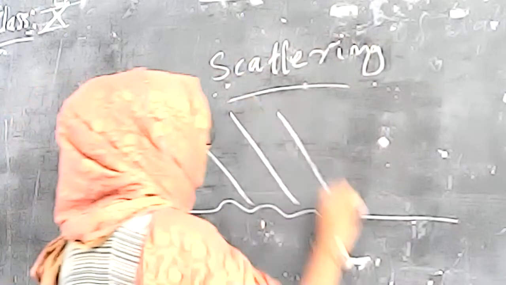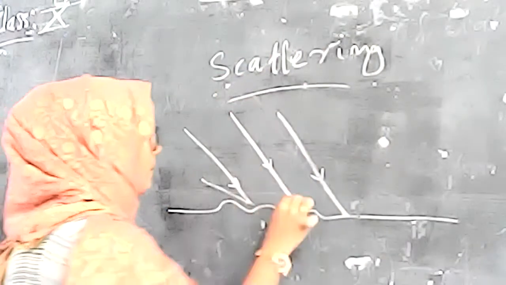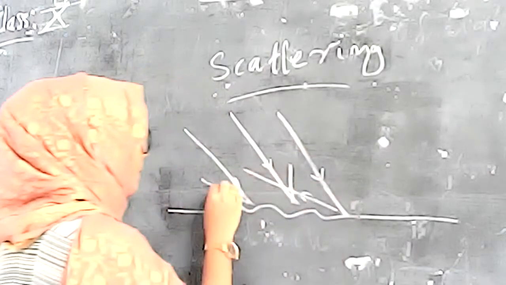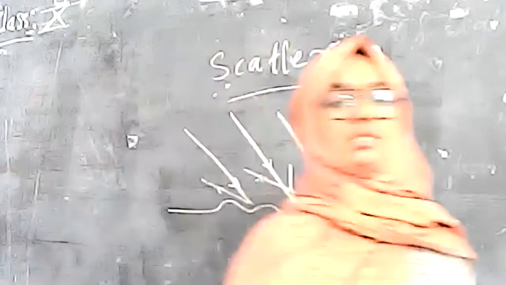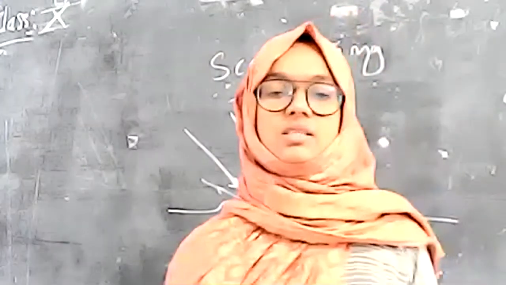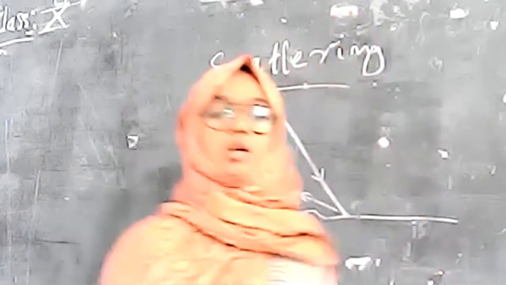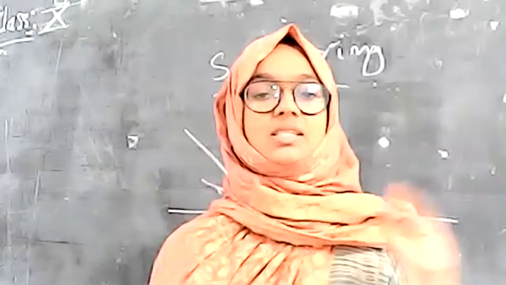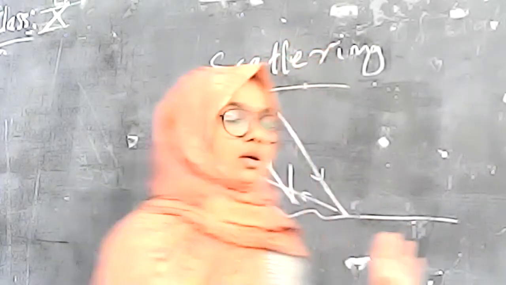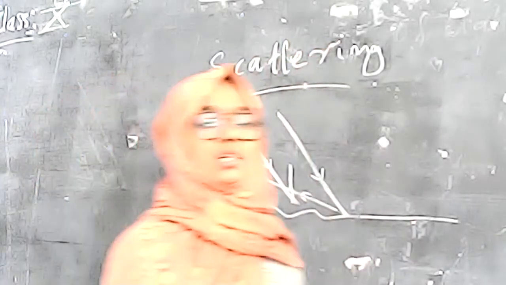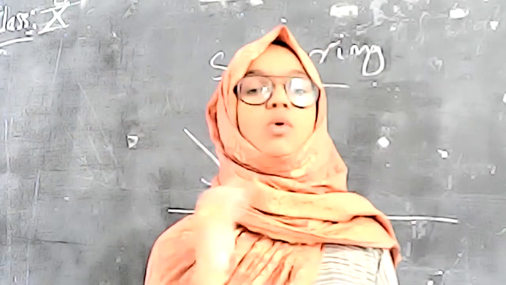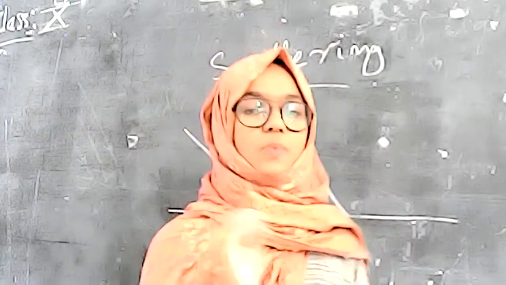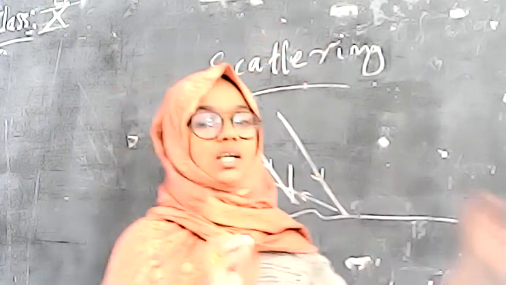When light is incident on a rough surface, irregular reflection occurs. That irregular reflection is known as scattered reflection because there are so many irregular shapes in a rough surface. So the reflection is in irregular and scattered form. That's why the reflection is known as scattered reflection.